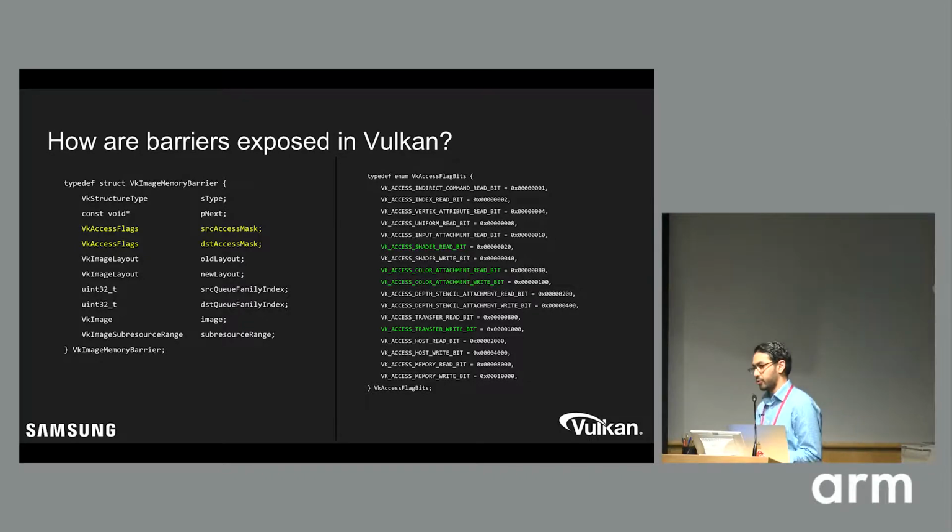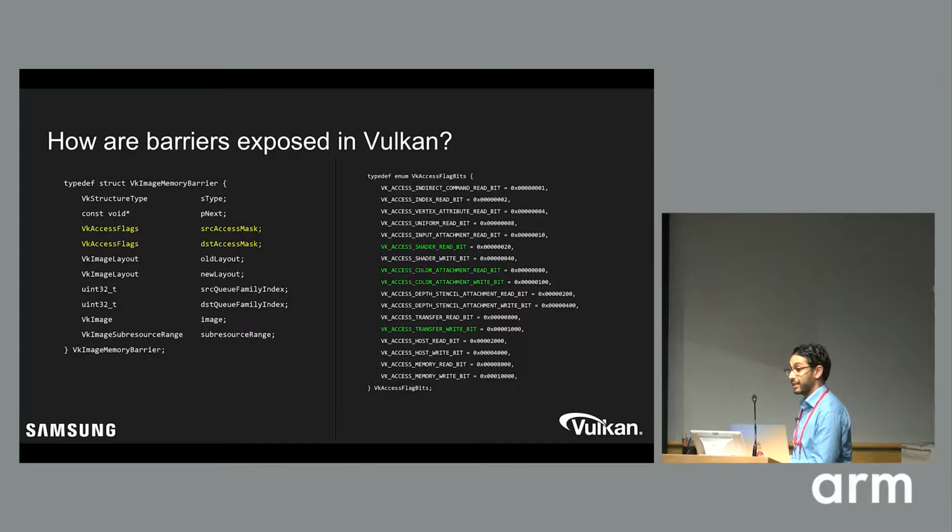So access masks define the type of access you're doing in a specific stage. Source access mask basically means the type of access you're doing in the source stage, and destination access mask is the type of access you're doing in the destination stage. The green ones there are the relevant ones that I'll talk about today.